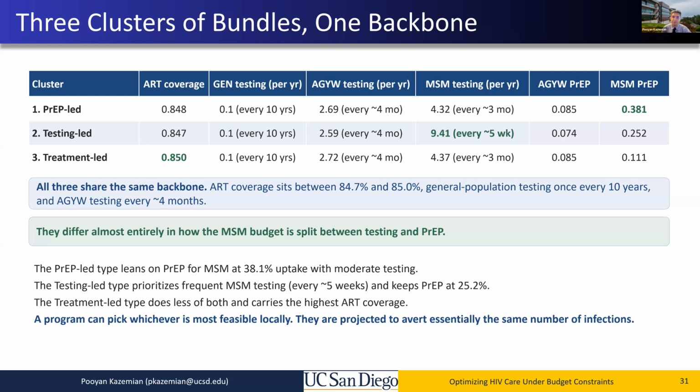So they differ almost entirely in how the MSM budget is split between testing and PrEP. A program can pick whichever is most feasible locally. They are projected to avert essentially the same number of infections over the next 5 years.